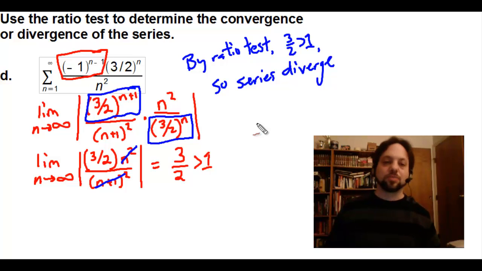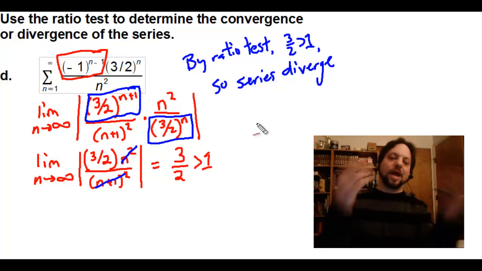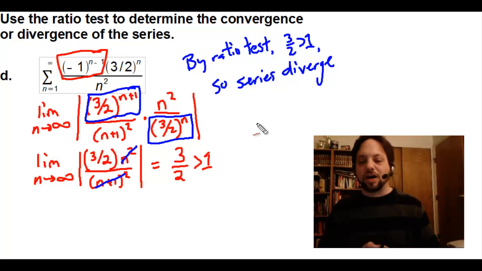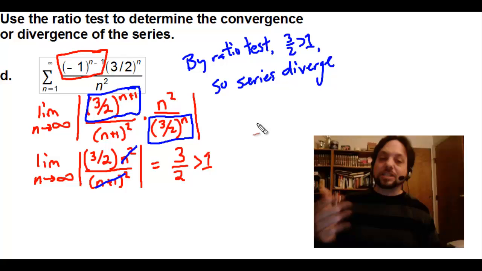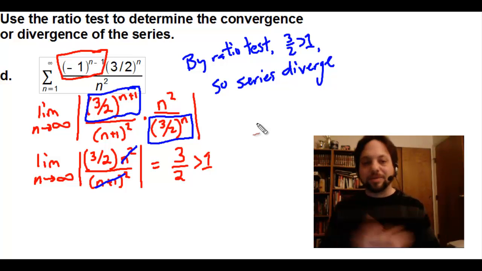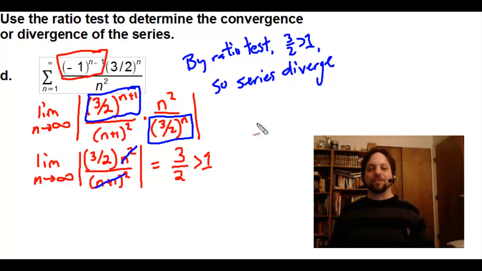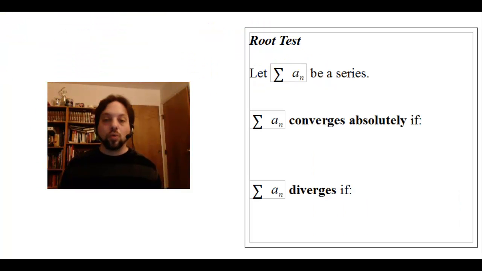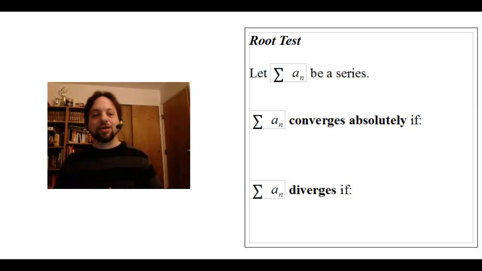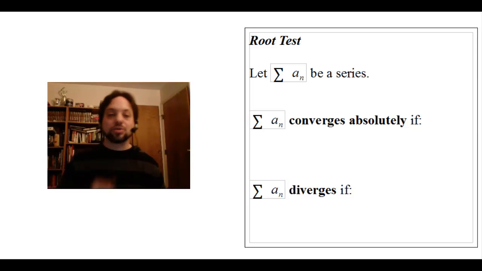So now that we've explored one absolutely convergent, one divergent, and two inconclusive examples of the ratio test, let's go ahead and take a look at the root test, which has the same conditions and the same conclusions as the ratio test, and that'll make it very easy for us to deal with. So, what exactly is the root test? I said earlier that it carries the same conditions and the same conclusions as the ratio test. And here's what I mean by that.